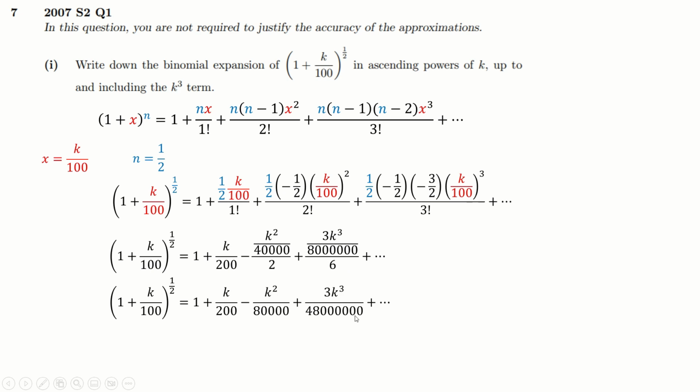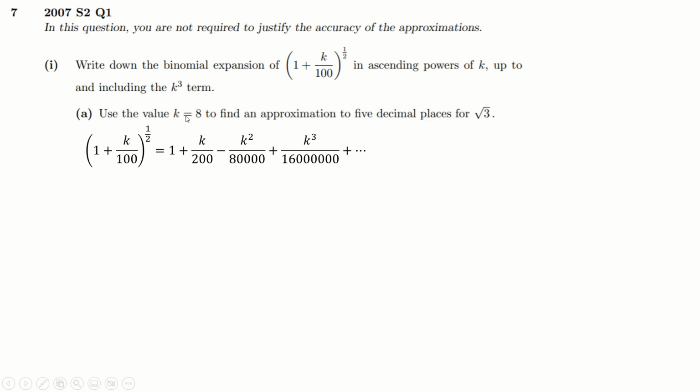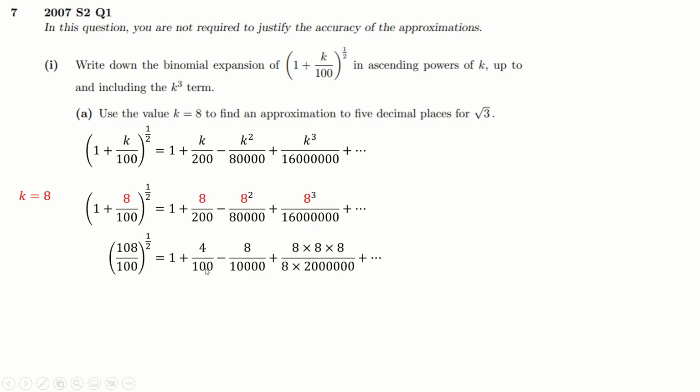So, okay, well, what are we going to do with that then? Well, we can also simplify this 3 to the 48 there to make just 1 over 16, I guess. Okay, so what are we going to do with that now? So it says use the value of k equals 8 to find an approximation to 5 decimal places of root 3. So, okay, well let's put in k equals 8. I don't know why that's going to be helpful because I don't see a root 3 anywhere here yet, but okay, let's do it. Now, 8 over 200 is 4 over 100. And now one of these 8s can cancel with the 8 down here to get 8 over 10,000.